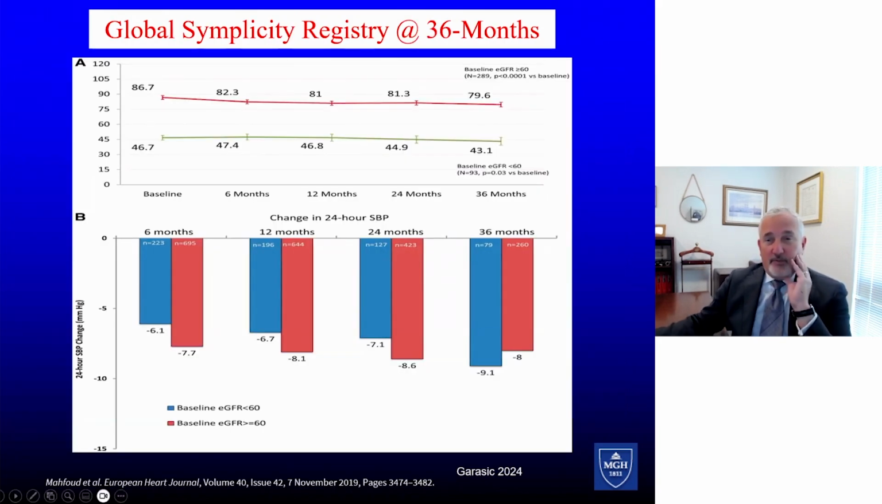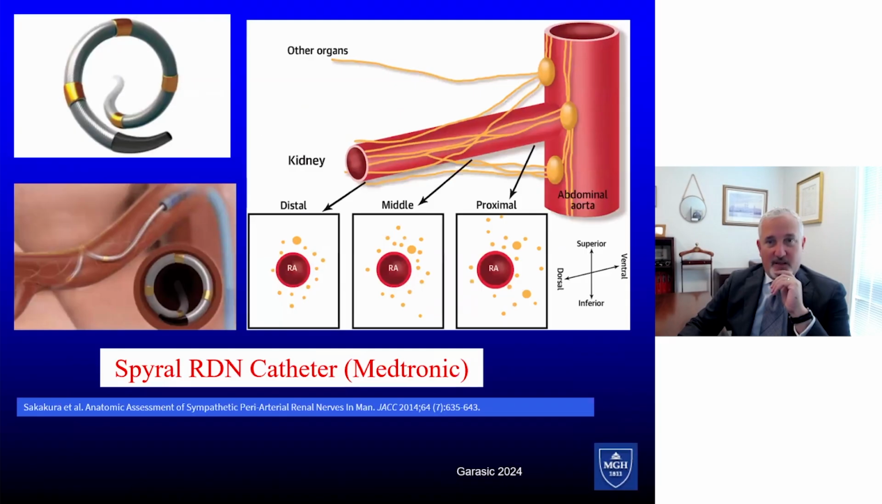The subsequent Global Simplicity Registry, again, same technology. You can see the change in systolic blood pressure from 6 to 36 months, regardless of GFR, seem to improve, but these are modest improvements in systolic blood pressure. So what the company that makes this catheter did is they ultimately redesigned it into a spiral-shaped catheter with multiple electrodes that actually hit the renal artery and thus the renal nerves in a circumferential fashion, so they can ablate all the way around with one treatment.